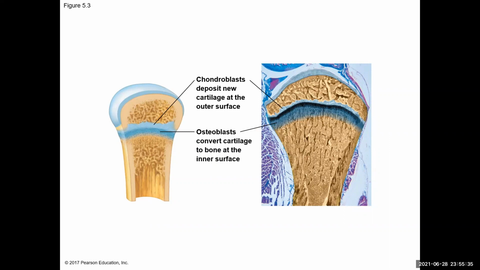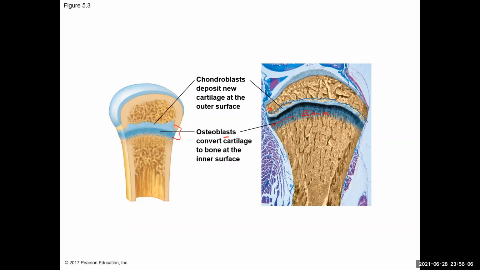So let's zoom into this growth plate over here. And so basically what happens is on the bottom of that growth plate, this blue area where this cartilage is at, osteoblasts will convert this cartilage into bone. Right? So this is now bone. And then up on the upper portion of that growth plate, right, new cartilage will be put down.